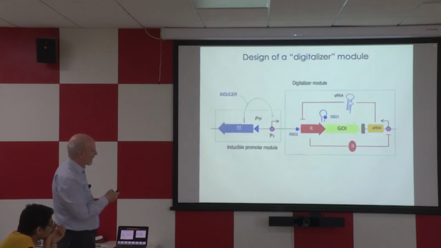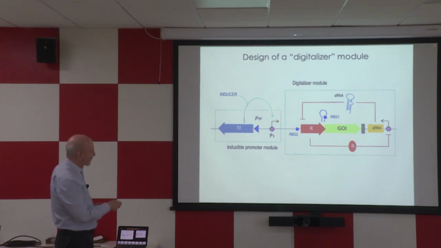So in this system, you have various components. You have transcription that is regulated, and then you have a repressor that is translationally coupled to a gene of interest. But then on top of that, you have a small RNA that will inhibit translationally the expression of this R gene that in itself will repress the expression of this small RNA. Well, this is very complicated, yeah.